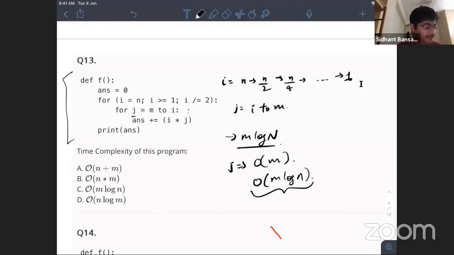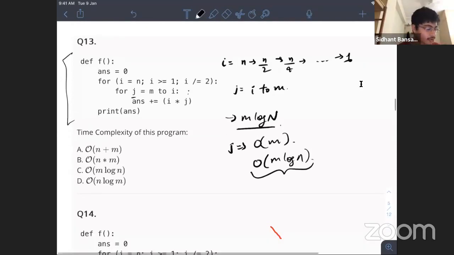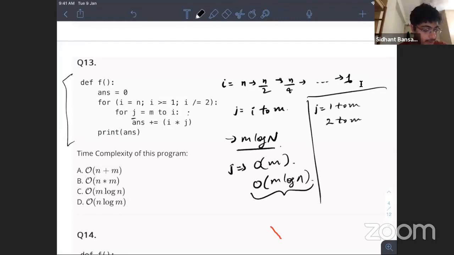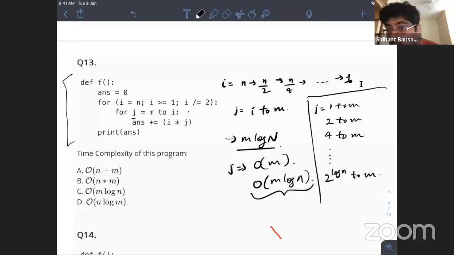If you try to analyze the actual algorithm itself, it's slightly complicated, but I think you can get it done. The idea is that j is going from i to m. So j will go from 1 to m in the last iteration. It will go from 2 to m in the second last iteration. It will go from 4 to m in the third last iteration, and so on. It will go from 2 to the log n to m in the first iteration. That's the idea.